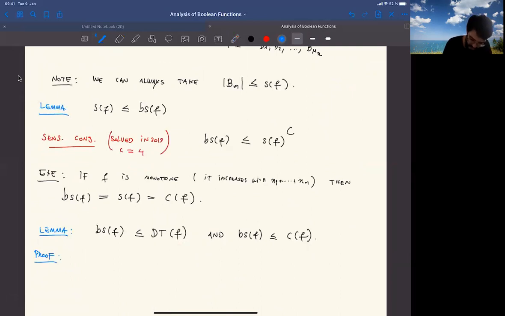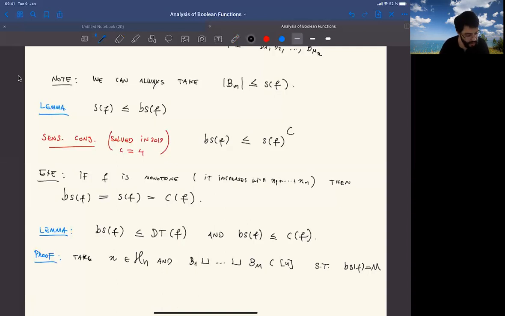So you take x in {0,1}^n, and you take some blocks such that the block sensitivity of f equals that number of blocks. So you have realized the block sensitivity. And of course, if you flip each B_i, you get a different value.